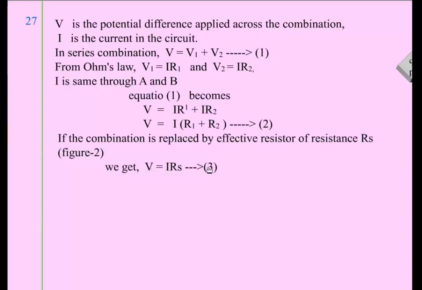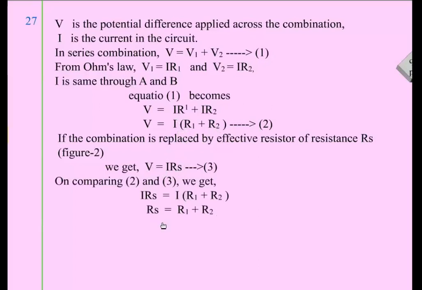So look here, this equation is 3 and look at 2, V. Left hand sides are V, equate right hand sides. We get I into Rs is equal to I into R1 plus R2. I gets cancelled and Rs is equal to R1 plus R2. This is an expression for equivalent resistance in the case of series combination. But actually the question given is parallel combination. Even though this derivation is correct, as this is not the correct answer for the given question, it carries no mark.